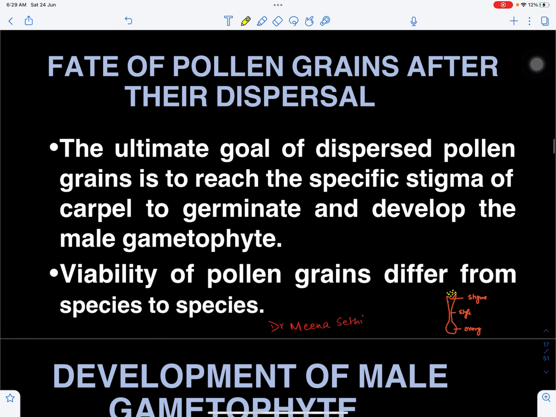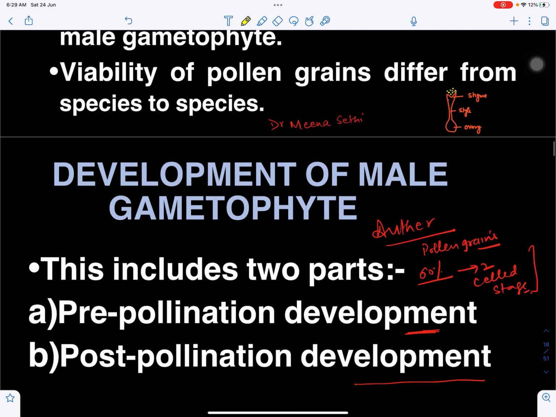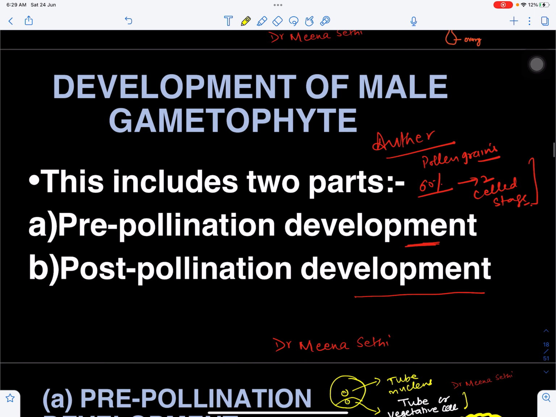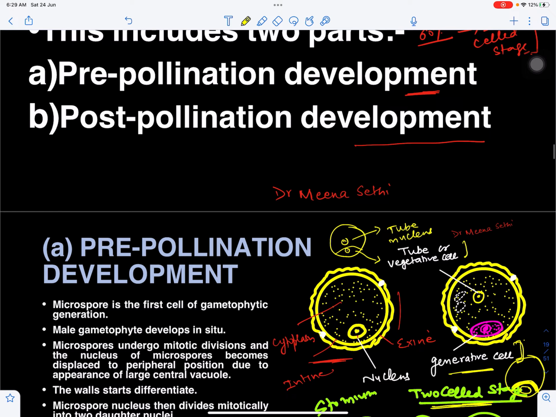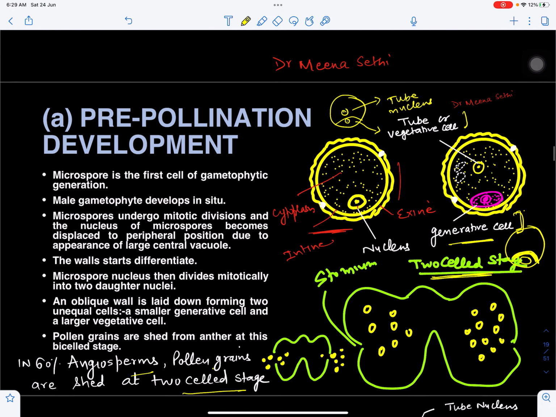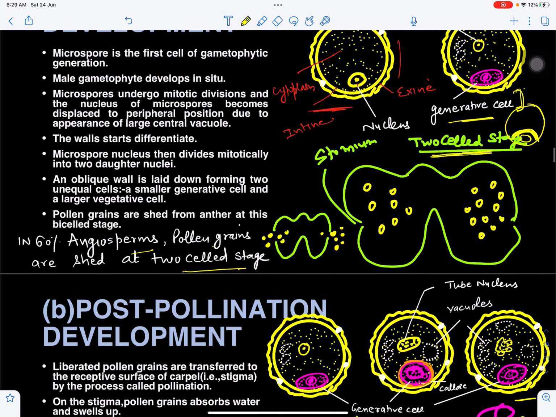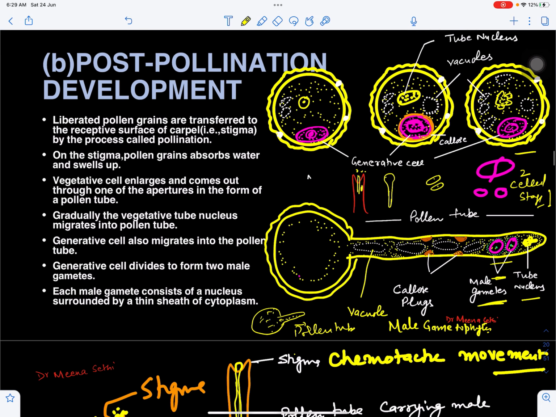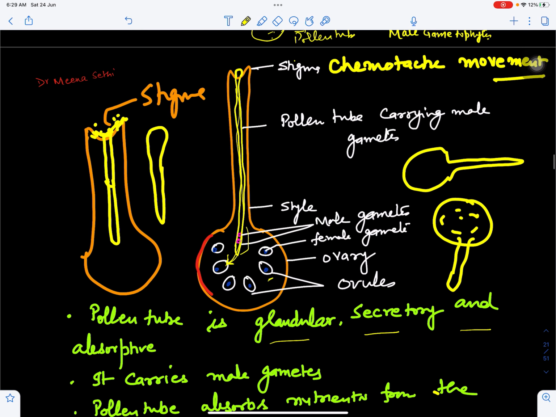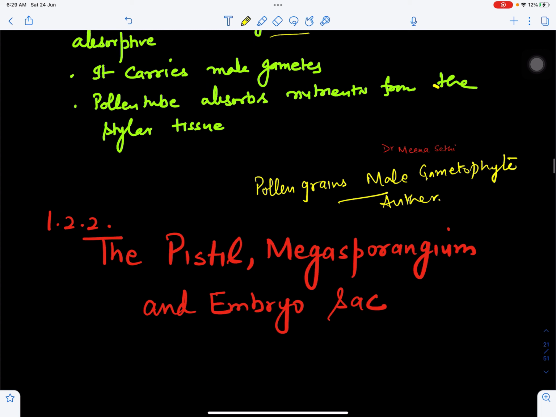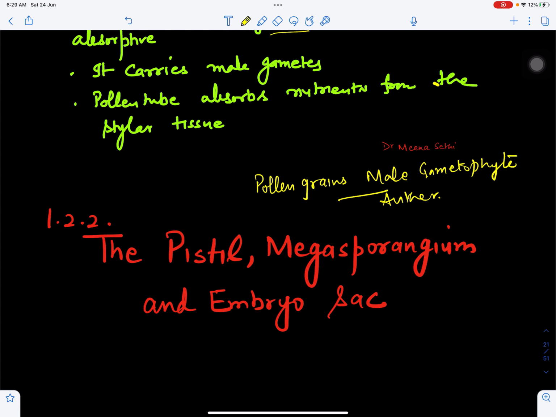Then they will germinate to form the pollen tube. They may germinate on the stigma, or they may start germinating before pollination. So they may be released at the two cell stage, or at the three cell stage: pre-pollination development, post-pollination development, formation of the male gametophyte, and then they reach the stigma and fertilization will take place. So in the next video, we'll discuss in detail the structure of the female part, that is the pistil, megasporangium, and embryo sac.